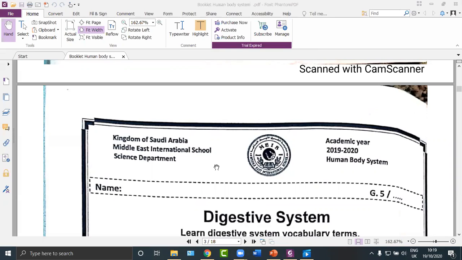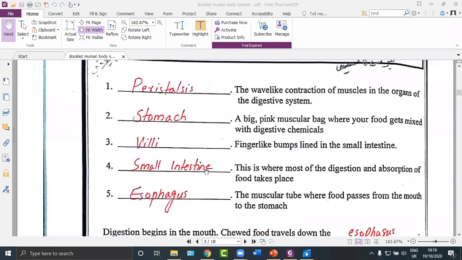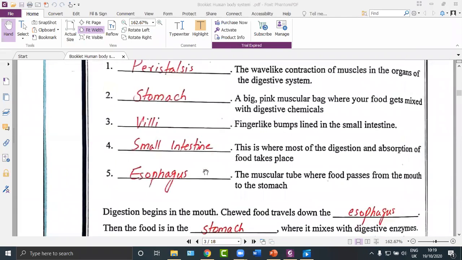Large intestine. Small intestine. Yes. Small intestine. Number 5. First one. Yazan. A muscular tube where food passes from the mouth to the stomach. Esophagus.